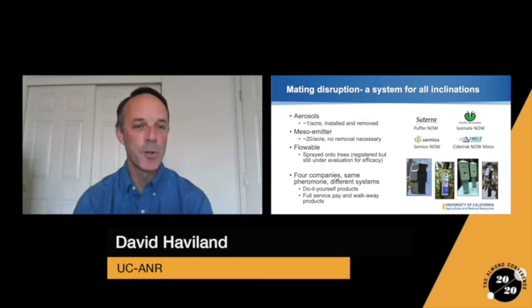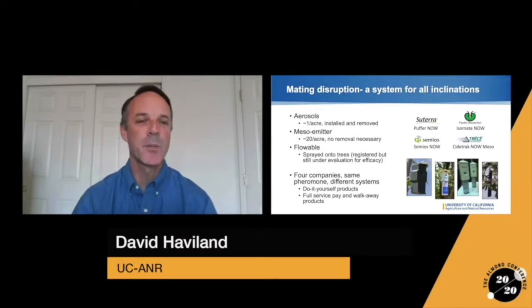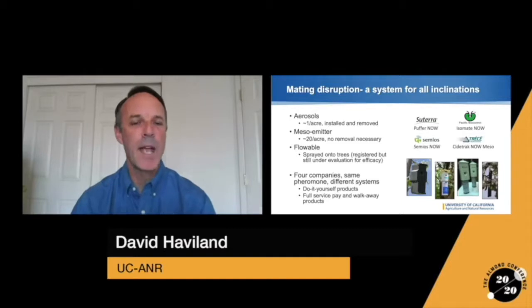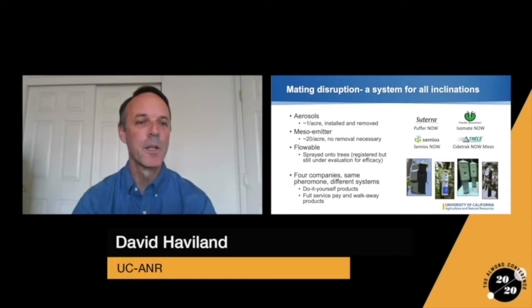There's also flowables. These are products or a product that you spray onto the tree. It is registered, but I'm just going to say it's still under evaluation for efficacy. We've done 2 years of trials right now, and we've been able to show some effects on captures, but thus far we haven't shown any definitive effect on reducing actual damage. So that's all I'm going to say on flowables, just that they're registered, but I'm not going to focus on them. I'm going to focus on the aerosols and mesos for the rest of this talk, because that's where we have data showing that they're effective.